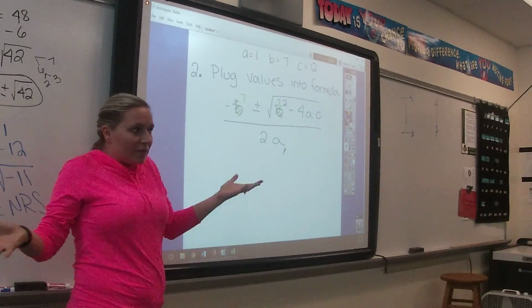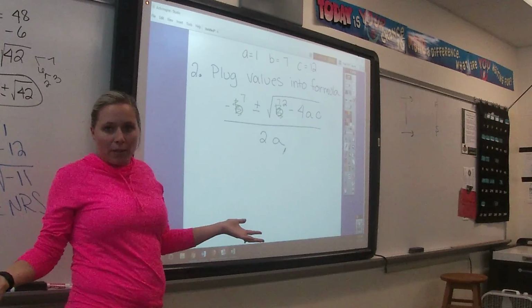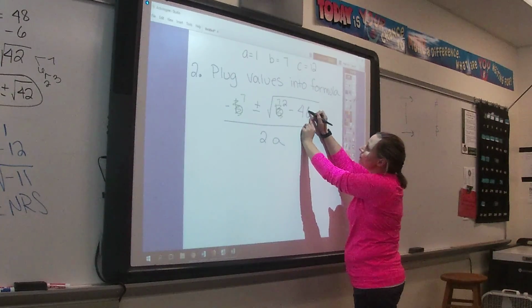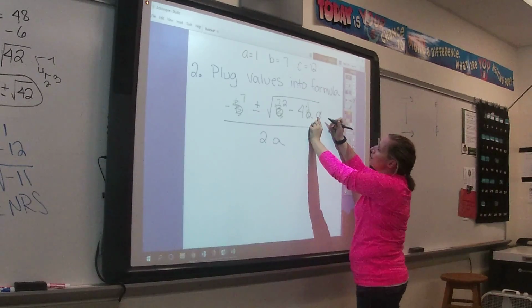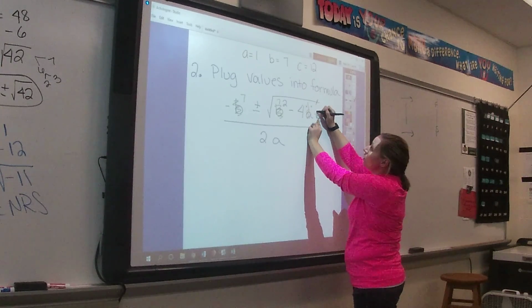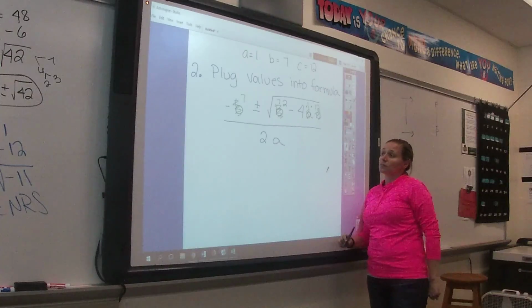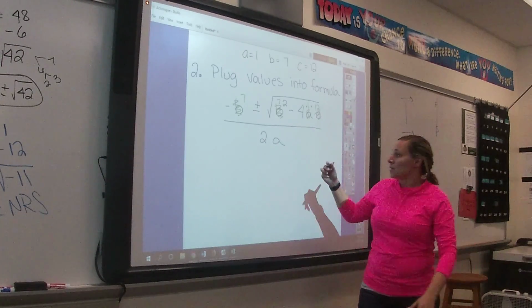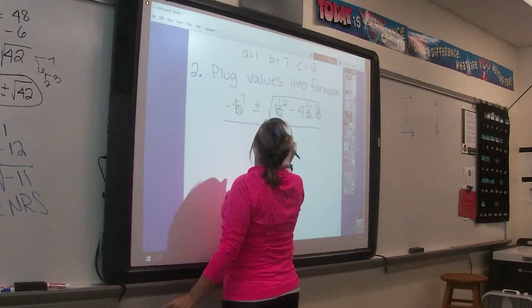Minus 4, that 4 is always a 4, it's part of the formula. Times a, what does a now equal? 1. Times 1. Times c, which is 12. All over 2, which is part of the formula. Times a, which is 1.